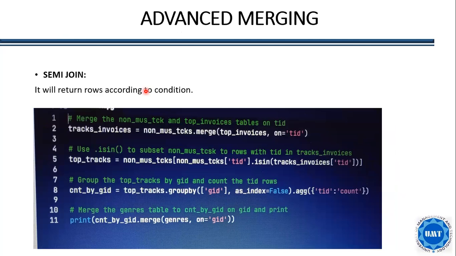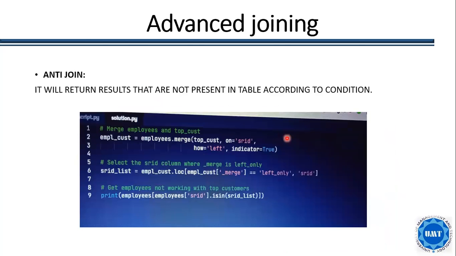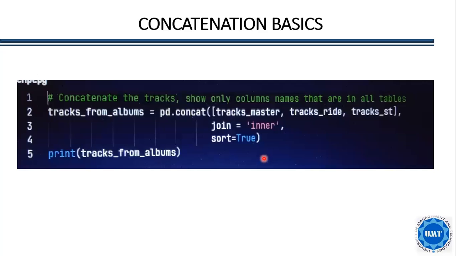It basically returns rows according to the condition that is applied by the user or the server. So let's merge the two tables, that is non_mus and the top_invoices table, which are on the genre ID. It is the same as that of the inner join. And anti join will return the results that are not present in the table according to the condition. Merge employees and the top_cust. It is the same as that of the inner join, but the anti join has an indicator which must be true or false.